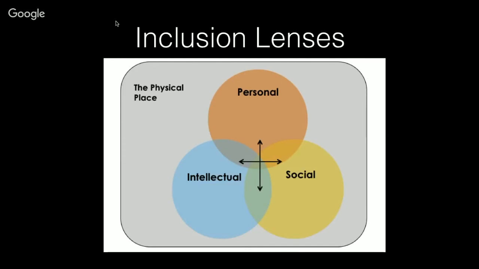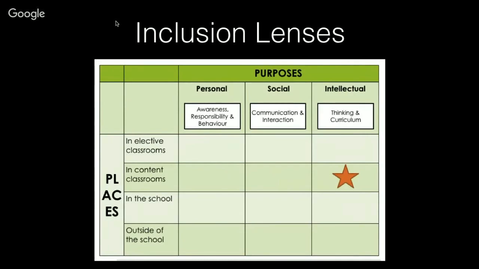So in terms of Jessica, this was her plan. This is a planning tool that I use with some of my schools. On the left, you'll see the possible places where kids can go. And on the top, you'll see the possible purposes. We just zoomed in on one particular area because that's where the support was. If you look where the star is, we focus on a Math 8, which is a content classroom, and we focus on her intellectual purpose. There's many other purposes that we could have focused on for Jessica, but for this particular project, we really looked at how she could intellectually contribute to her curricular classroom.